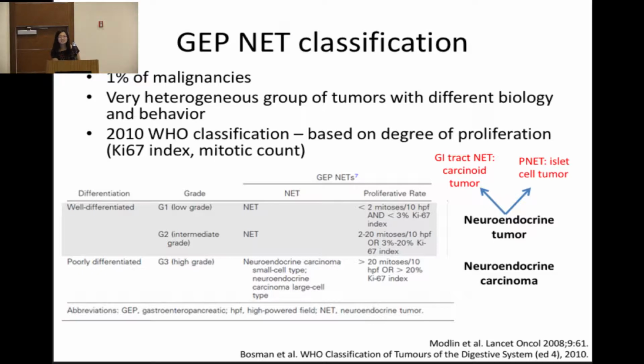Yes? Oh, it's gastroenteropancreatic. It's just too long to say. So it's GP-NETs.